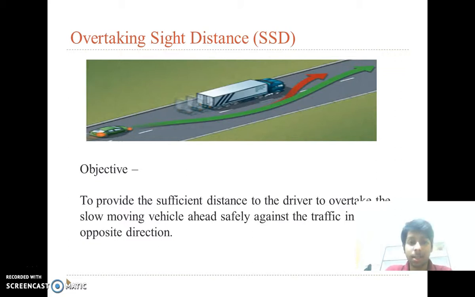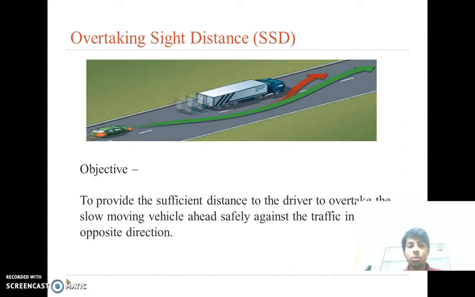Let's talk about the overtaking sight distance. Now friends, have you ever noticed that you have a fast moving vehicle and ahead of you there is a slow moving vehicle? You get irritated, you just want to overtake the slow moving vehicle. So what you do is wait behind the slow moving vehicle, wait for your turn, and check whether there is any fast moving vehicle coming in the opposite direction. When you find this is the right time to overtake, you change your lane and accelerate, reach ahead of the slow moving vehicle, and stop after attaining a certain safe distance. So this is the whole overtaking operation.